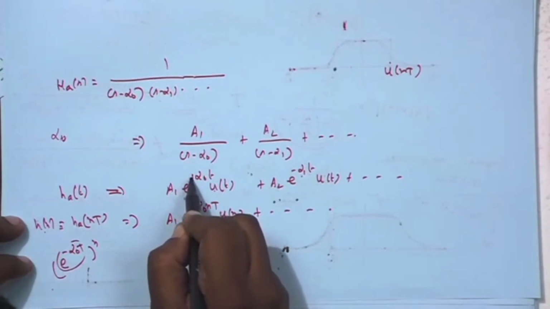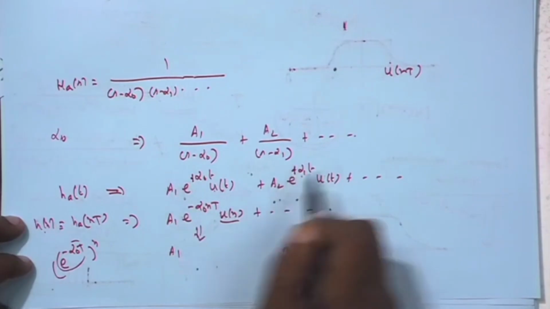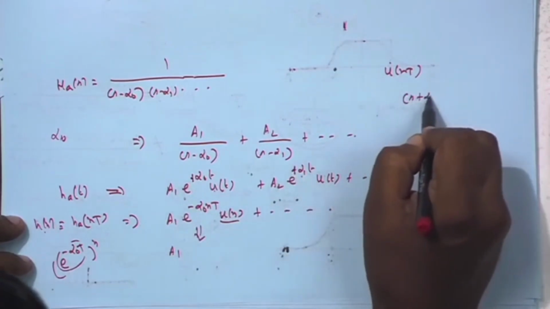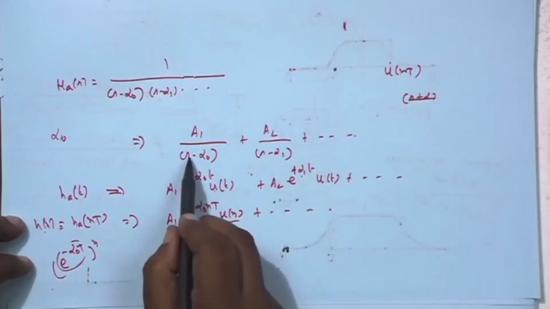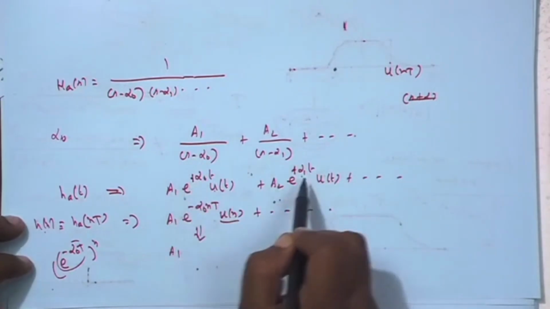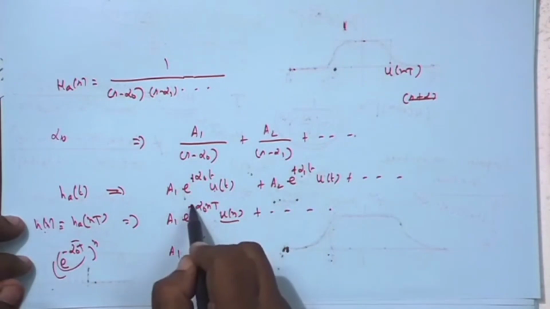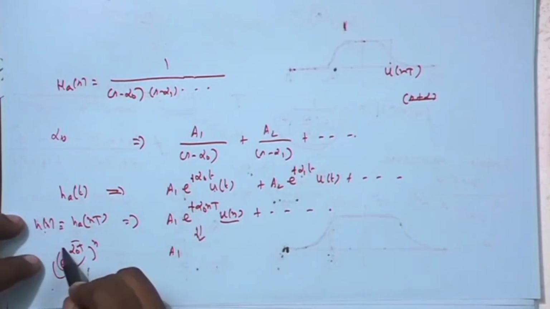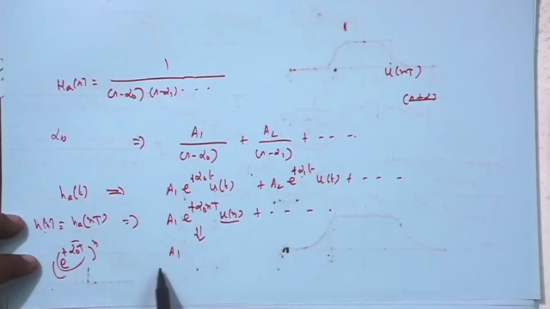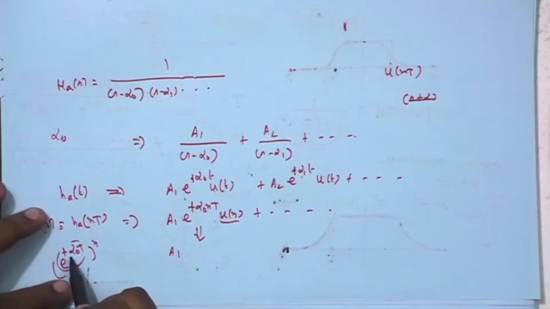Why? Because alpha 0 is on the left half plane, so it will be plus. If it is S plus alpha, it is minus alpha T. So, this is minus alpha 0, it is the power plus alpha 0 T, plus alpha 1 T, like that. Now, it will give rise to, now one thing you see, alpha 0 is what?